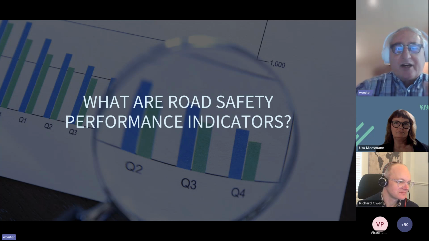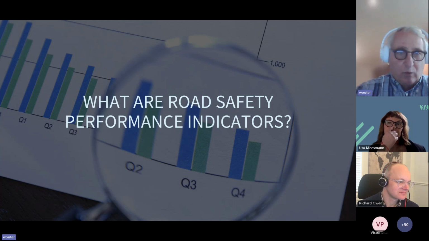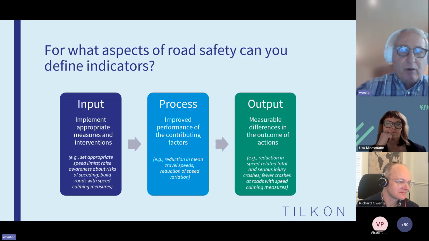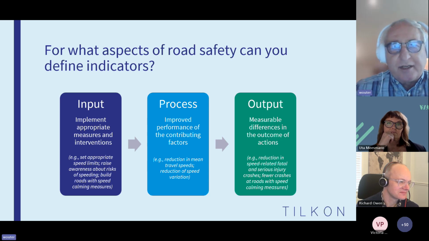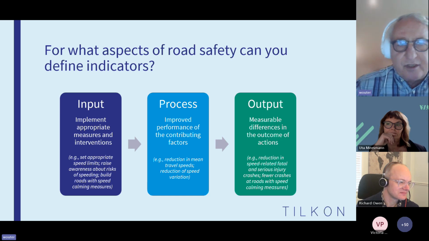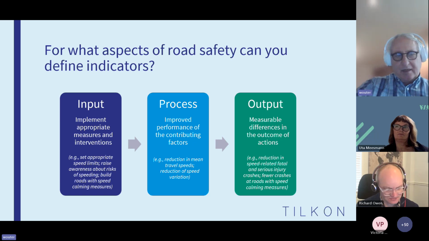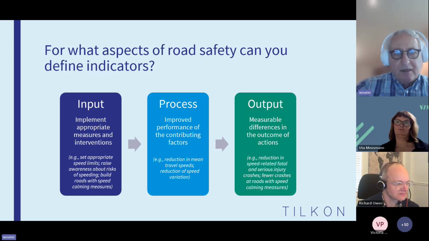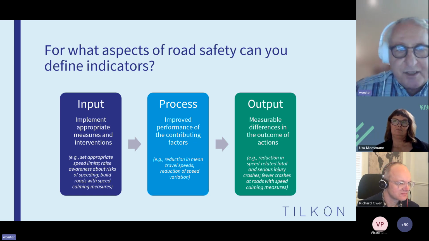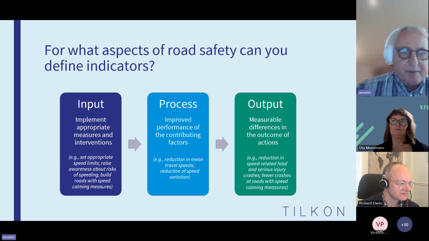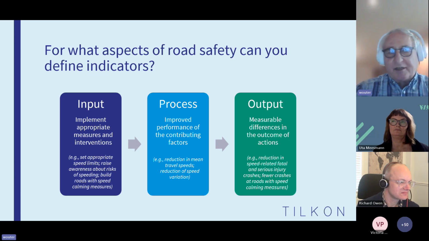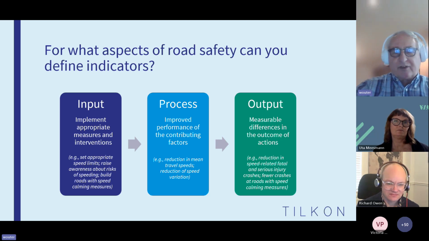So what are road safety performance indicators at all? First of all, let's think about an indicator as a value which you can define on certain aspects of a process. And in a typical process or activity, you can have 3 fundamental concepts. The first concept is the inputs. In road safety, this means that you will implement appropriate measures and interventions, like for instance, setting speed limits or building roads. This is input.